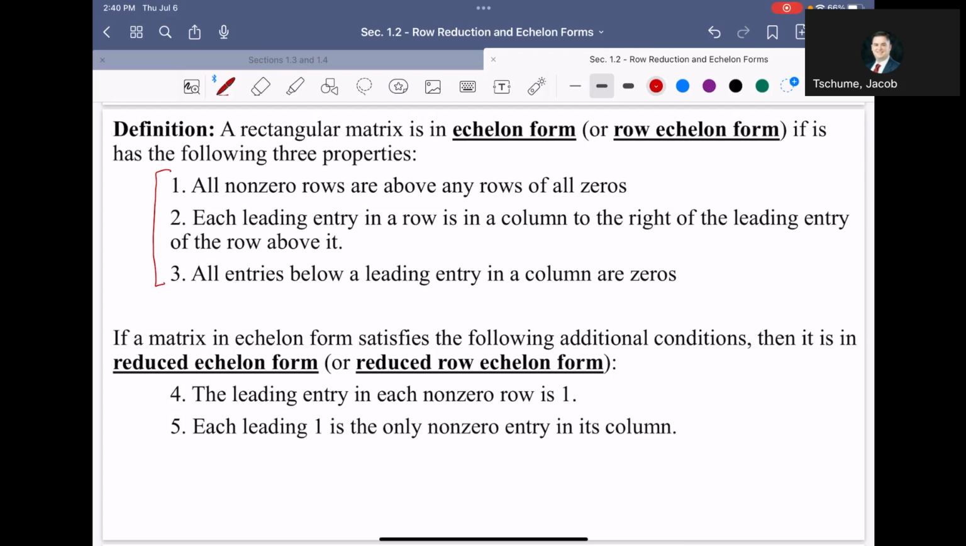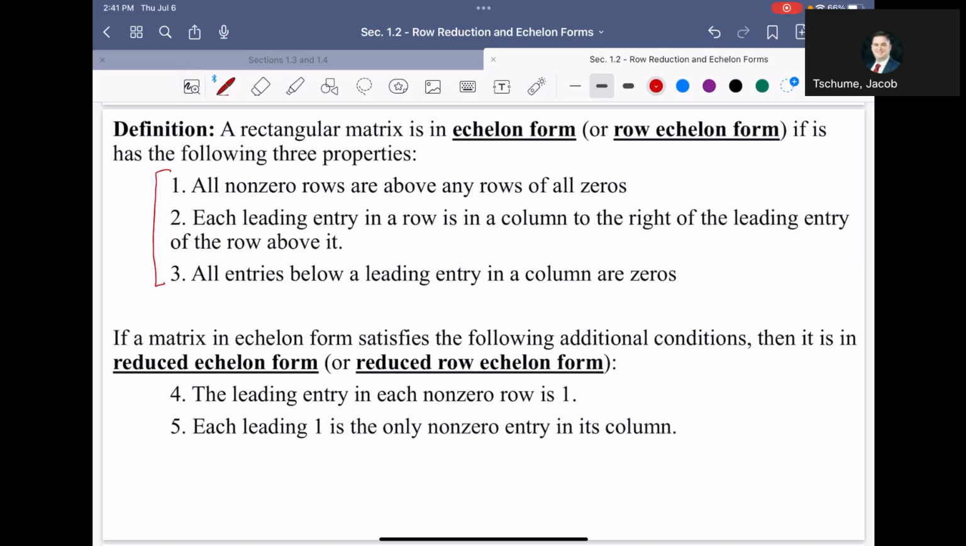Number two, each leading entry in a row is in a column to the right of the leading entry of the row above it. This is similar to the last video, when we were always focused on isolating the one in the first position of the first row. And then when we moved down to row 2, we had to move over to the X2 column. That's kind of the same idea. As you work your way down, you have to make yourself move to the right to create your leading entry.